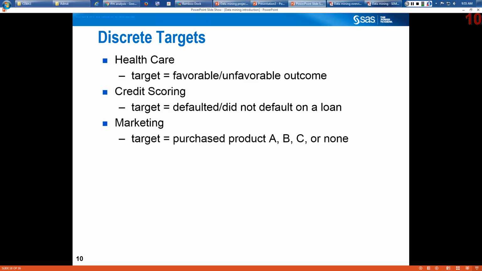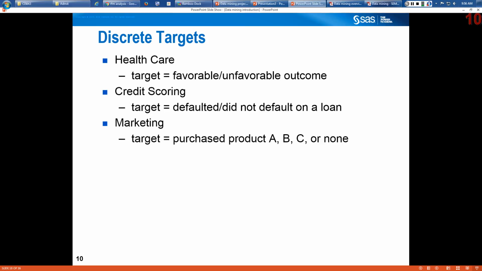Then there are some examples of discrete targets. If you take healthcare, for example, the outcome could be favorable or unfavorable, so whether somebody is diagnosed with a certain disease or not. So the outcome of diagnostic tests can be targets. In finance, whether somebody will default on a loan or not is a binary outcome, and that can be a target variable. In commerce, figuring out if somebody would purchase a product or not purchase a product will be a binary outcome.